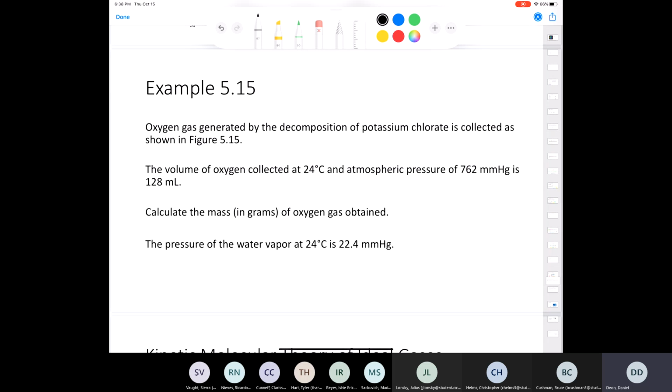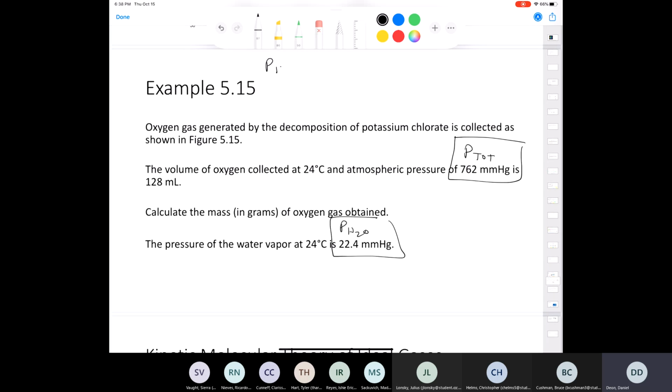So this is our total pressure, the 762 millimeters of mercury. That's our atmospheric pressure, and so that's going to be the total pressure that we're going to need to displace the water. But they've given us the pressure of the H2O right here.